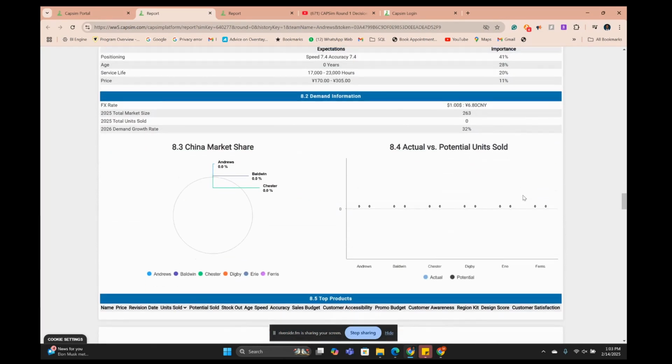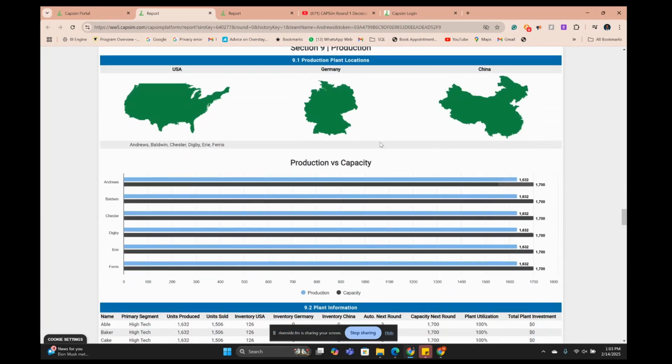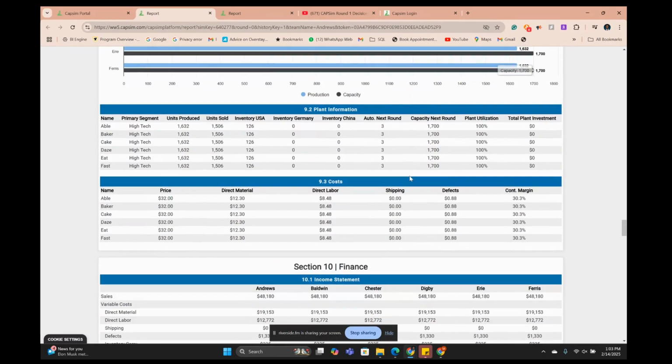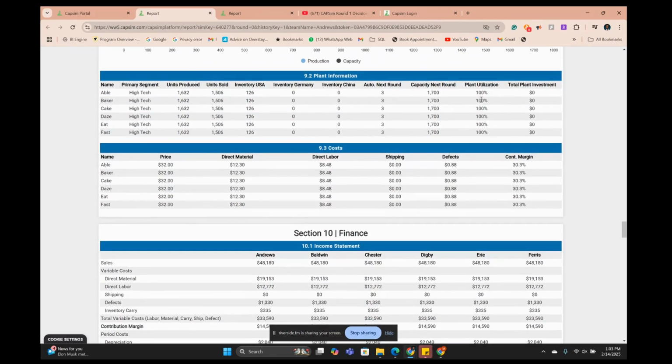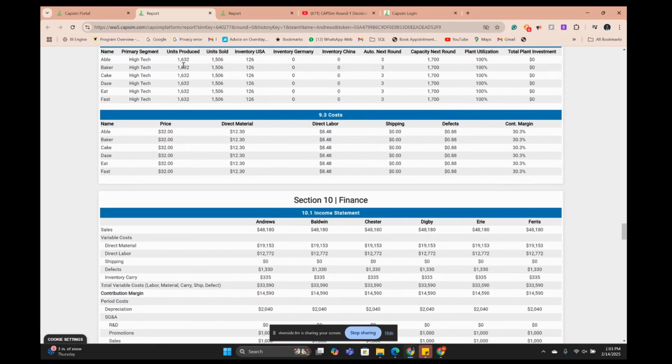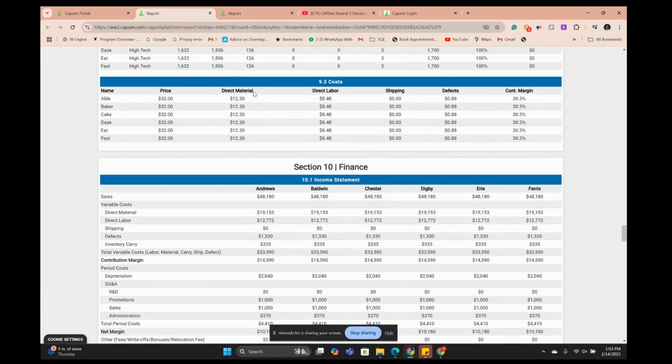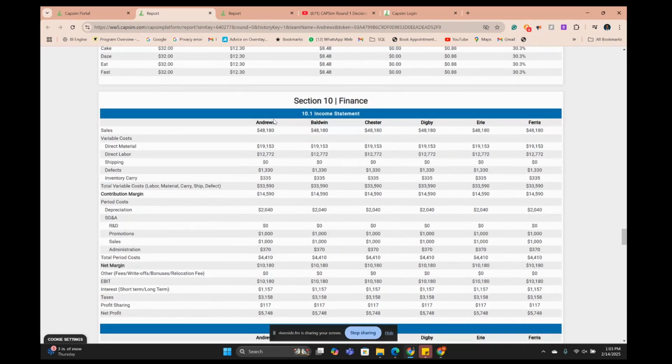Some things you also want to bear in mind include production capacity, production versus capacity. You want to bear in mind plant utilization is important because it can impact your overhead, and also you want to pay attention to units produced and inventory. You don't want to have too much stock left over after each round, because it impacts the carrying cost, which will impact your finance and your report.